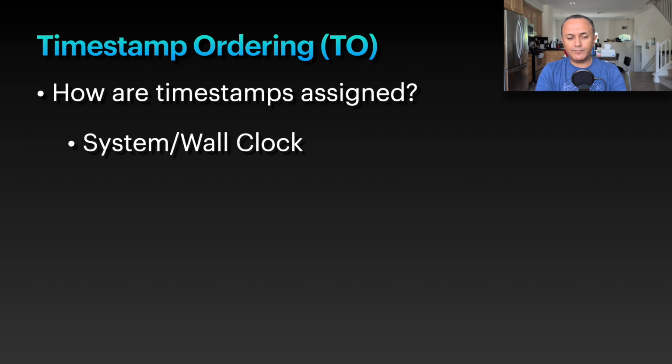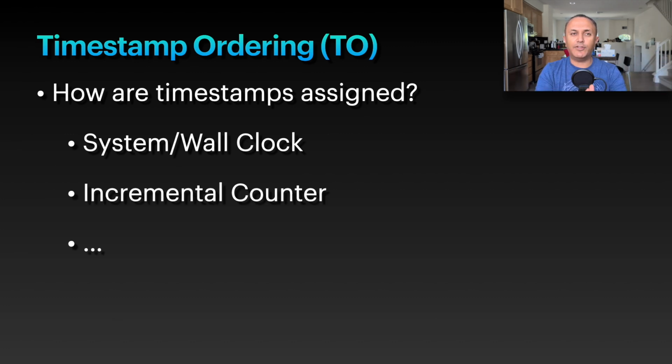Another way of doing timestamp is by using a simple counter. Every time a new transaction comes in, you increment the counter and use that value as a timestamp. So the first transaction has timestamp value 1, the second has timestamp value 2, and so on. Of course, this requires being able to read the counter and increment it atomically, which is usually something most systems can do, so it's not a big problem. But that's another way of assigning these timestamps.